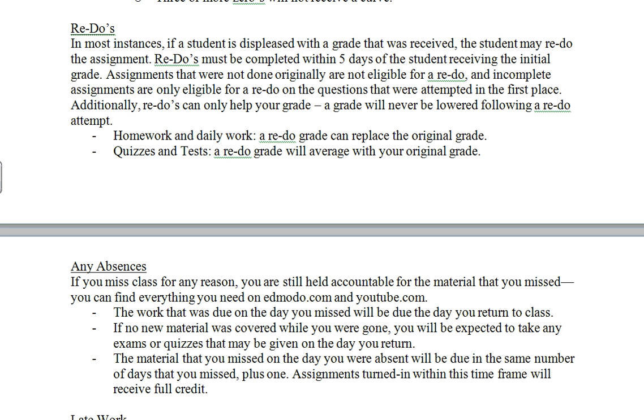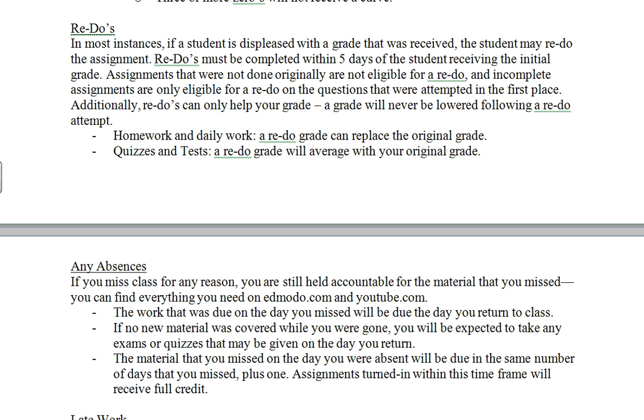All right, redos. Most of you are familiar with this process, so let me just run back over it to make sure you understand how it's going to work in here. In most instances, if a student is displeased with a grade that was received, the student may redo the assignment. The way this works is you turn in a paper, it gets graded, it gets handed back to you. Redos have to be completed within 5 days of getting that paper back.